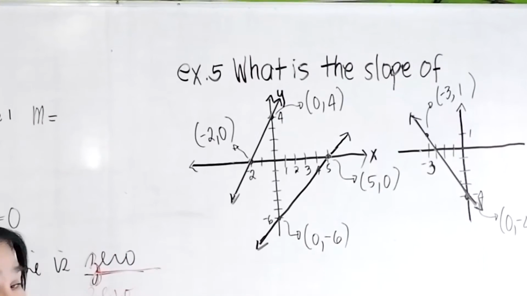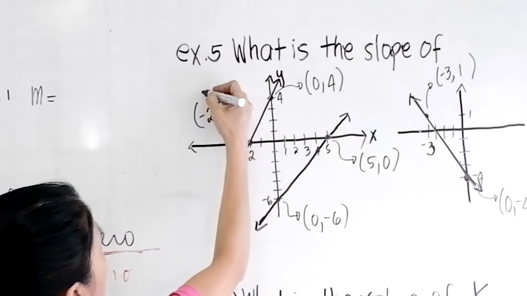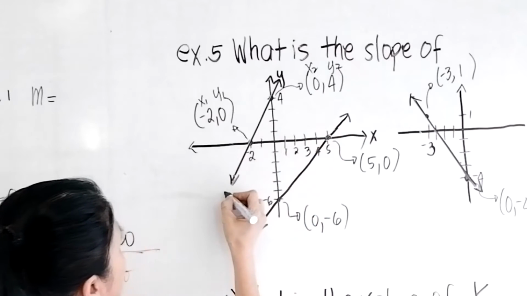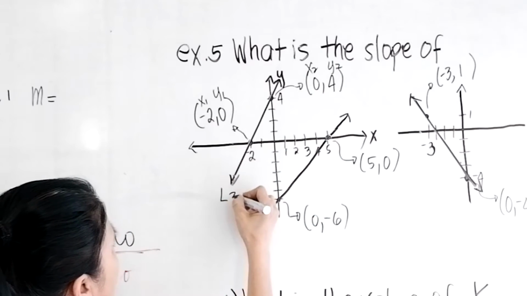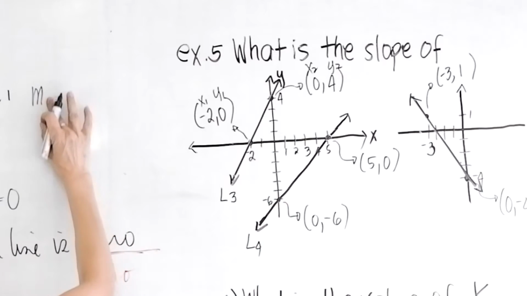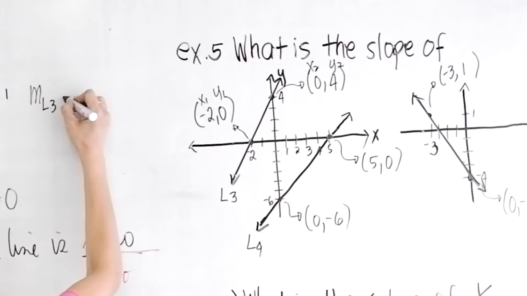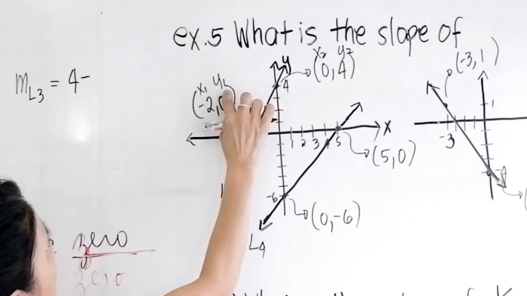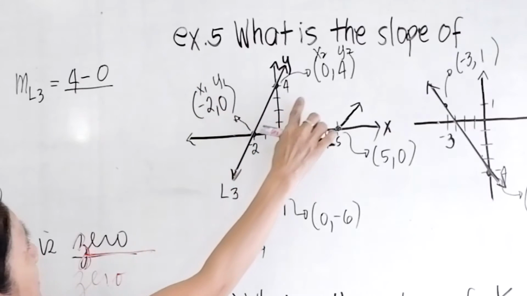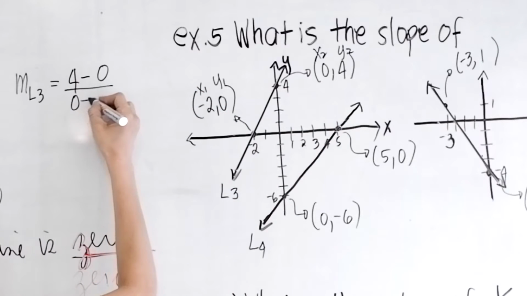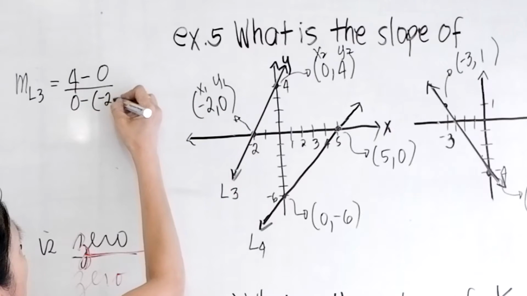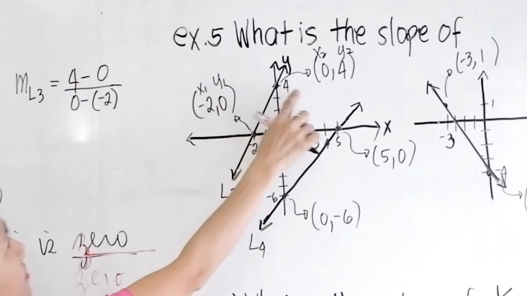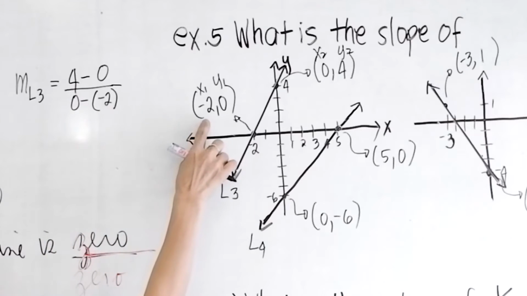So, we use the slope formula again. So this is our x sub 1, y sub 1, x sub 2, y sub 2. Let's call this L3 and this is L4. Slope of L3, y sub 2, 4, minus y sub 1, 0, all over x sub 2, 0 minus x sub 1, negative 2. Let me repeat that. Y sub 2, 4, minus y sub 1, 0, all over x sub 2, 0, minus x sub 1.